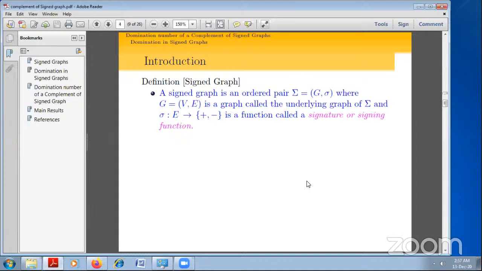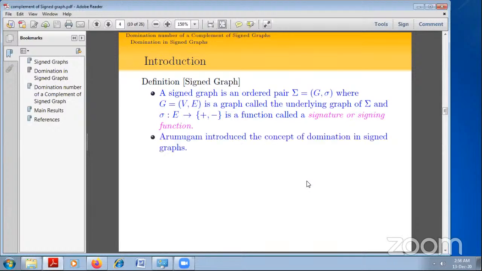This is the introduction. First, the definition of a signed graph. What is a signed graph? A signed graph is an ordered pair Σ = (G, σ), where G is the underlying graph of Σ and σ is a function from the edge set of Σ to {+, −}. This function is called a signature or signing function. Earlier, Dr. B.D. Acharya introduced the concept of domination in signed graphs. After that, Arumugam introduced the concept of domination in signed graphs in another way.